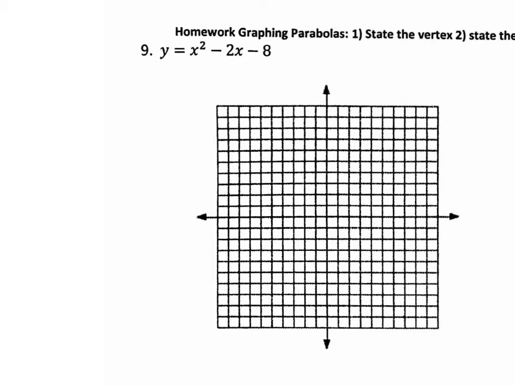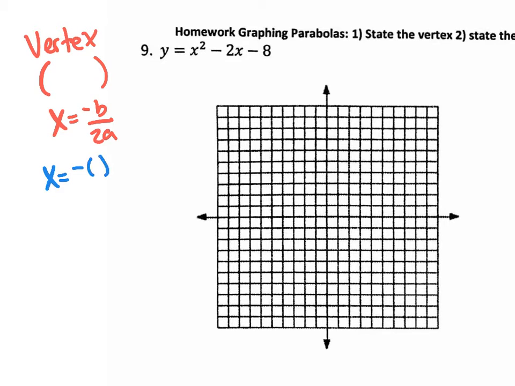So number 9, we're going to begin with step 1, which is to find the vertex. Everybody please write down the word vertex. Also write down the coordinate, because after all, a vertex is a coordinate. And also write down the formula for the vertex: x equals negative b over 2 times a. And let's rewrite that formula, but with parentheses instead of the letters: x equals negative parenthesis over 2 times parenthesis.